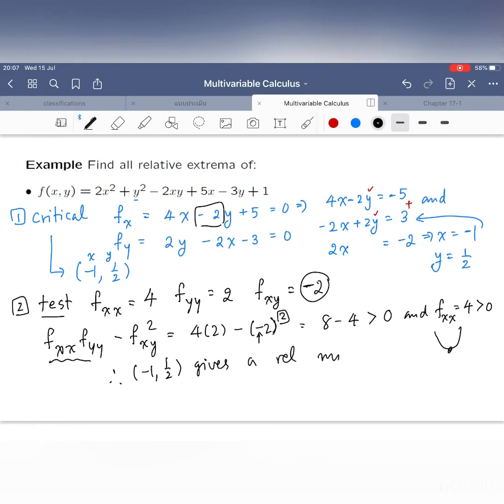Relative minimum, and a relative minimum value. So if you want to talk about the value, it is when your x is negative 1, your y is 1/2, okay? Just plug into your original problem right there to get your value, okay?